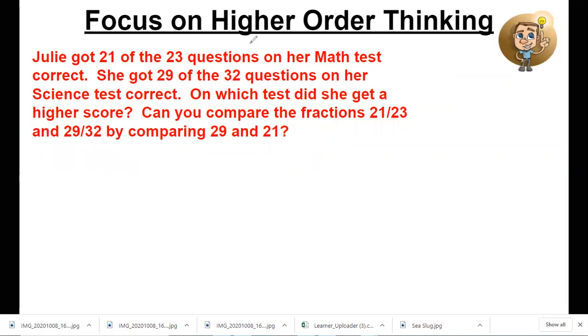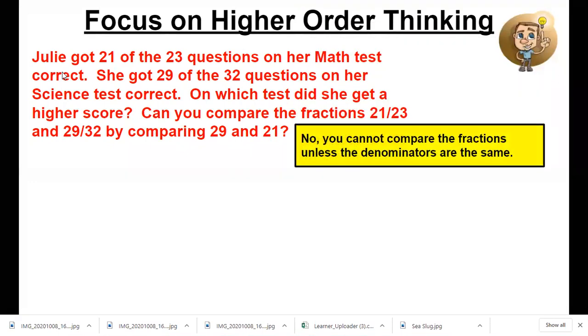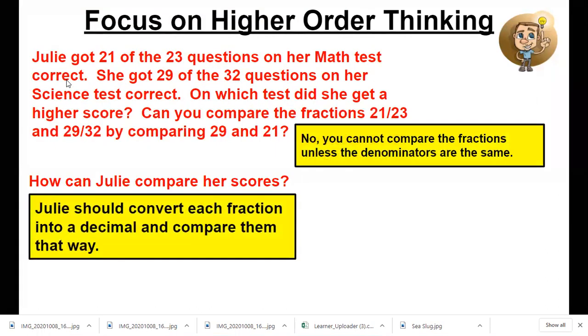So the answer to the first part of the question, can you compare the fractions? No. The denominators, the bottom numbers, have to be the same. The number of questions have to be the same, and they're not. However, how could we compare her scores to see which one she got a higher grade on? I hope you said converting the fractions into decimals. Did you say that? I hope you did. Julie should convert each fraction into a decimal and compare them that way.